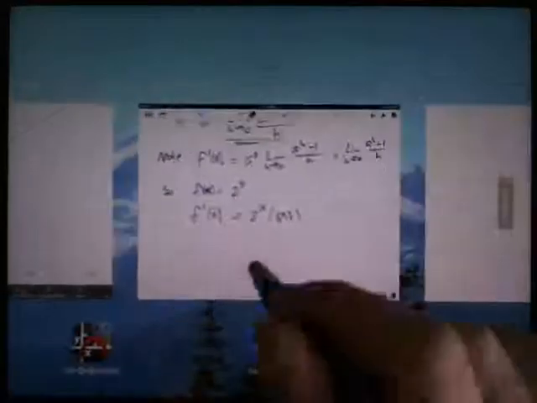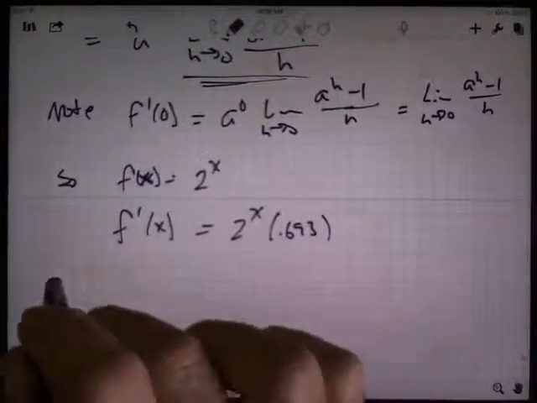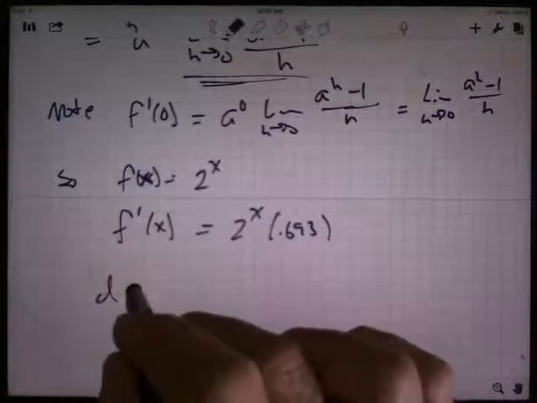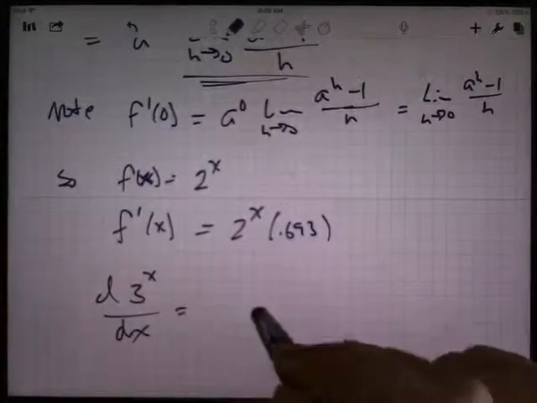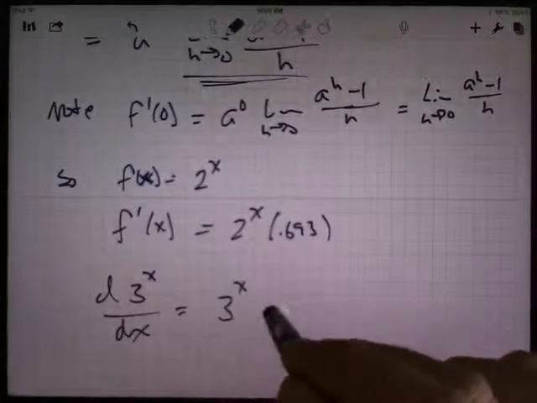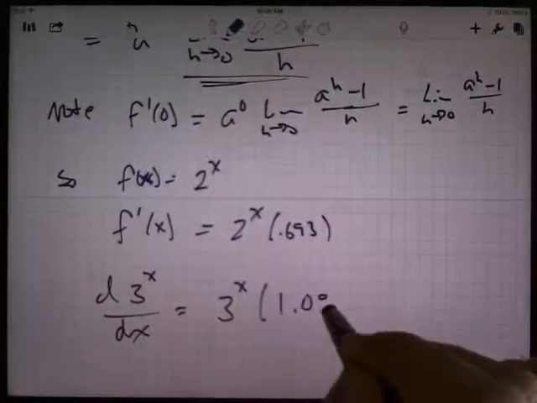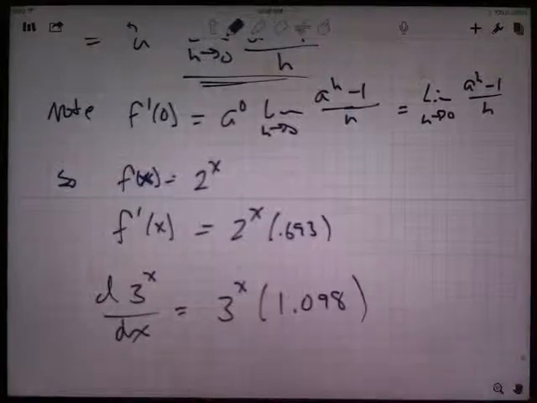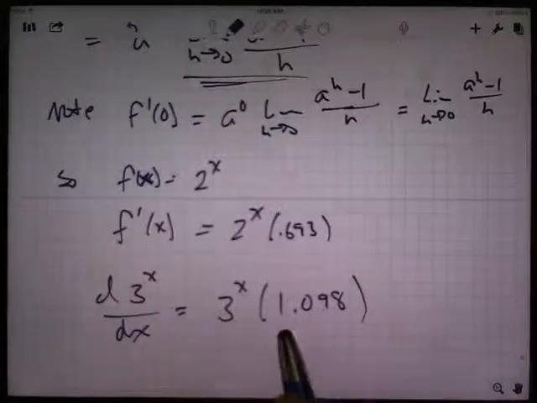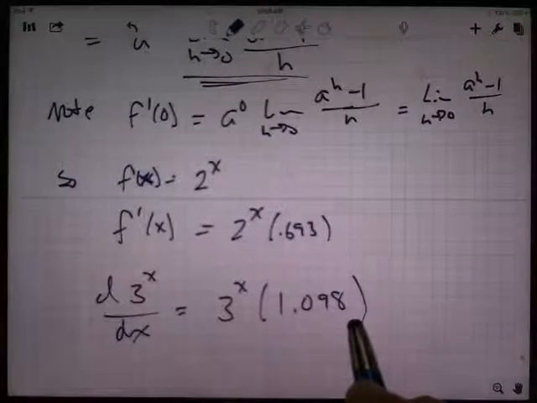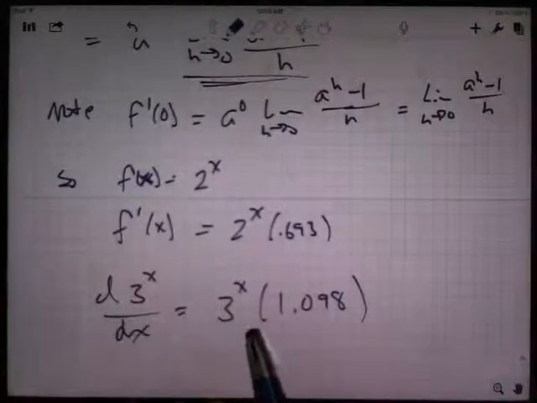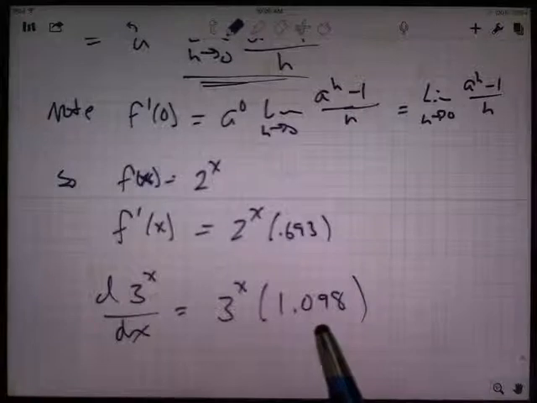So looking back here, if I look at the derivative of 3 to the x, I'm going to use the other notation just to get used to it. That's going to be 3 to the x times whatever that limit was, 1.098 something, right? Wouldn't it be cool if that number was 1? Because then you'd have a derivative of a function just equals itself times 1.